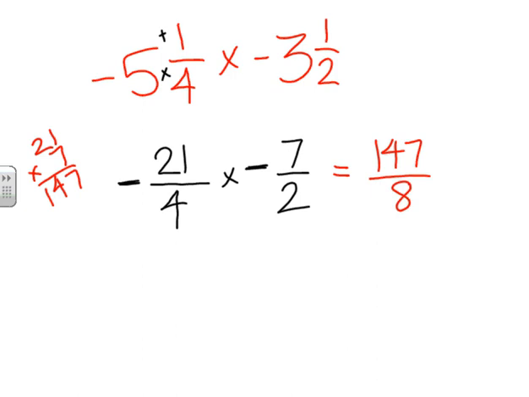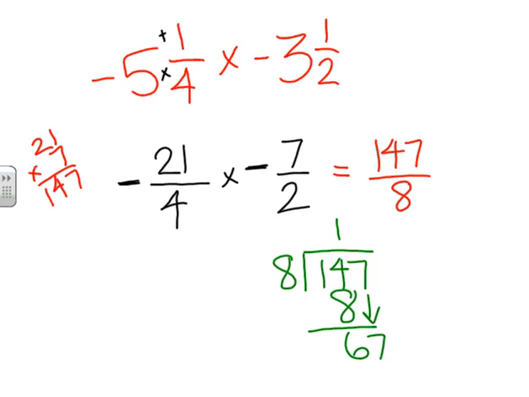Okay, and then we need to change 147 eighths back into a mixed number, so we're just going to divide. 147 divided by 8. 8 goes into 14 one time. There are 6 left over. Bring down your 7. 8 times 8 is 64. And you're going to get 3 left over.